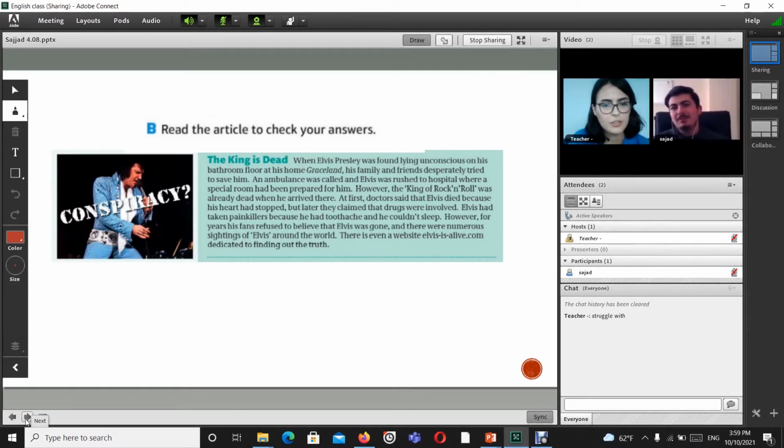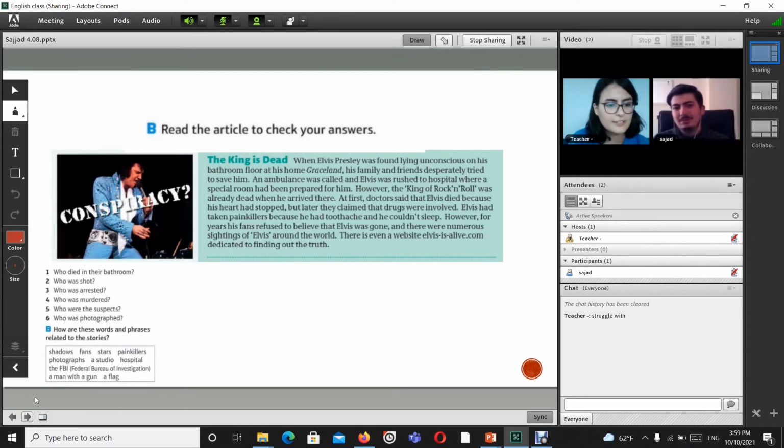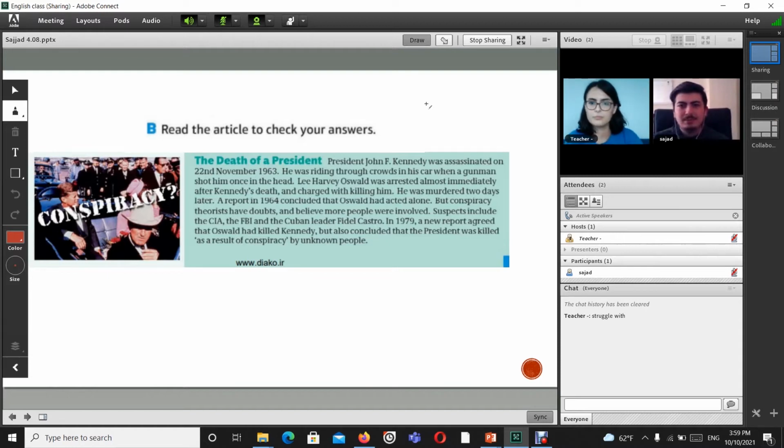Okay. Interesting. Let's take a look at the third story now. Oh, it's not President John F. Kennedy. It's not Princess Diana, is it? No, the death of a president. No, it's for president. President John F. Kennedy was... What's the pronunciation? We don't know for now. Assassination. Good, so you know it. 22nd November.